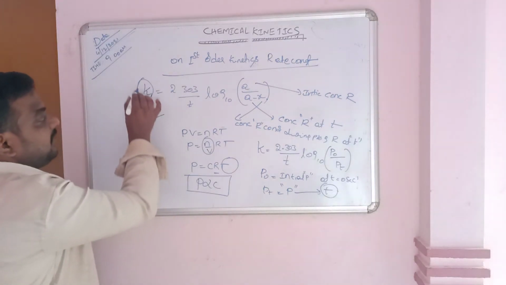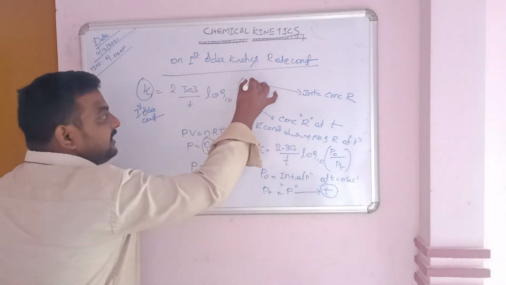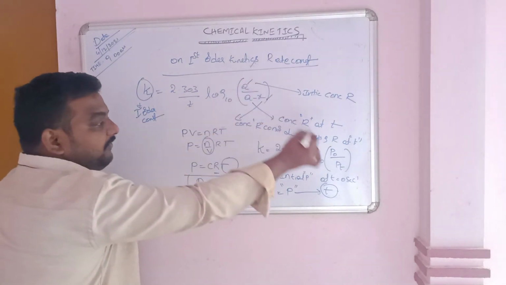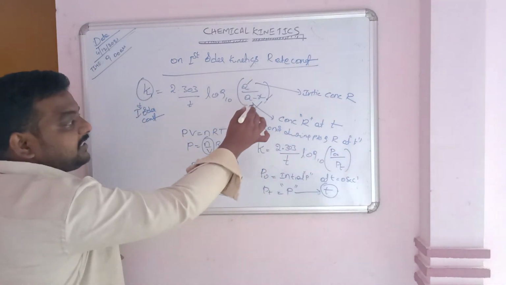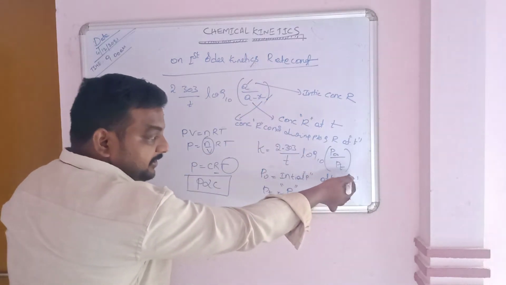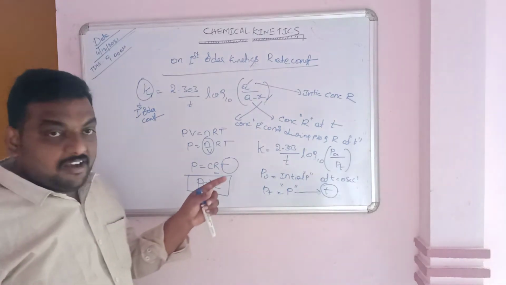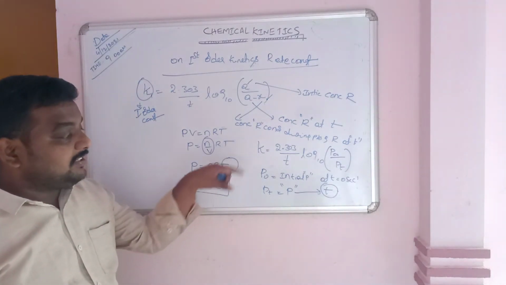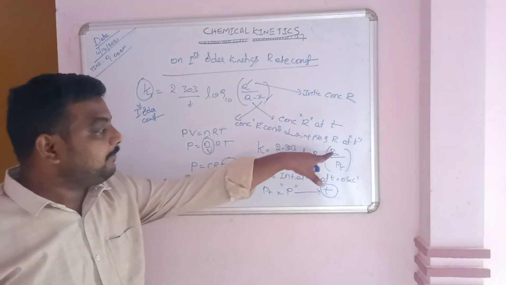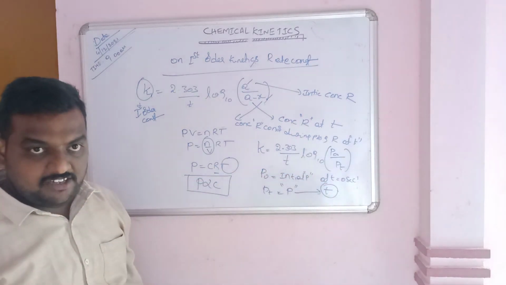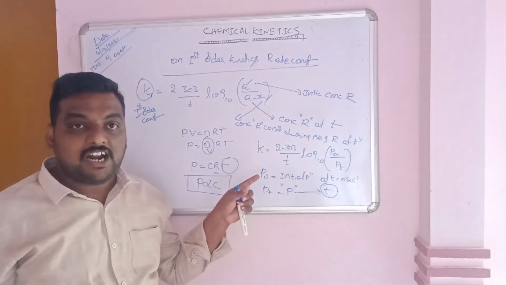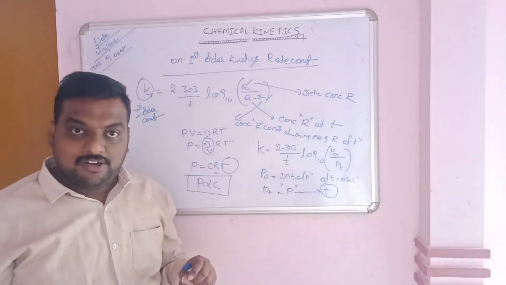So, in the first order rate constant, concentrations are replaced by pressures. At initial concentration, we can put the initial pressure. At concentration at time t, we can put the pressure of the reactants at time t. So the first order rate constant in terms of pressures is 2.303 by t log10 P naught by Pt. Understand? This is the general first order rate constant in terms of pressure.